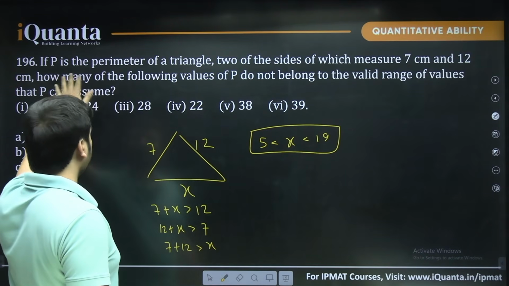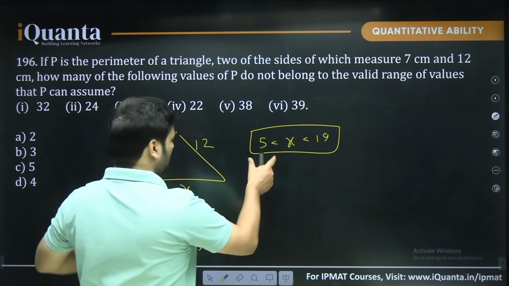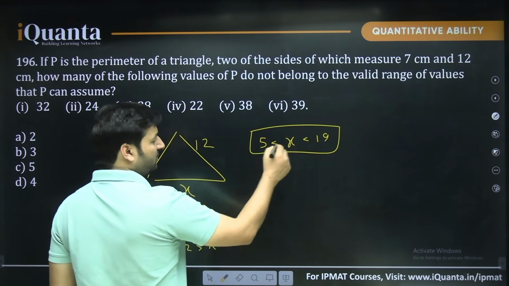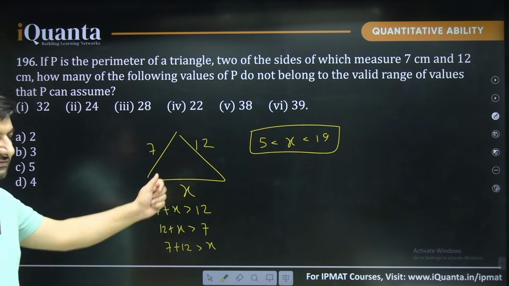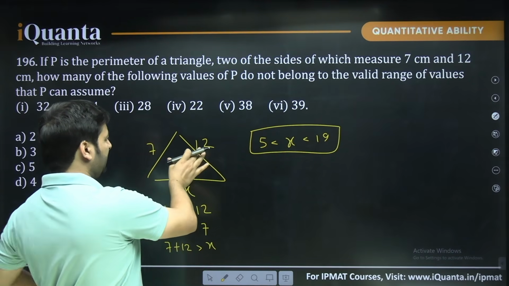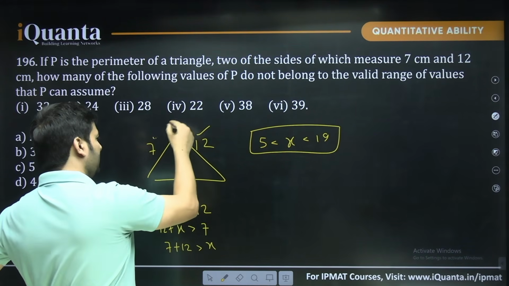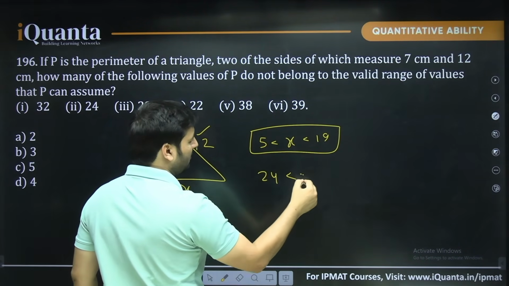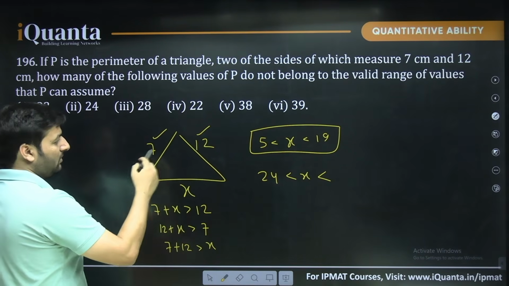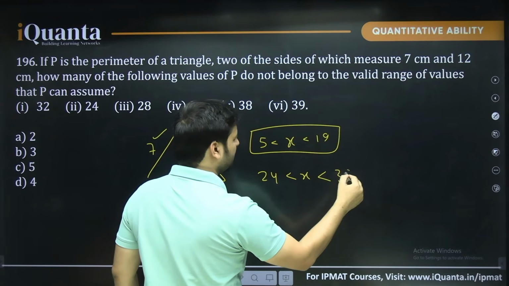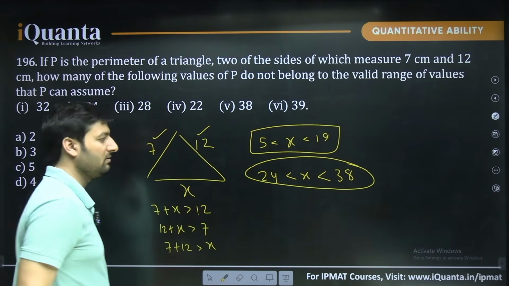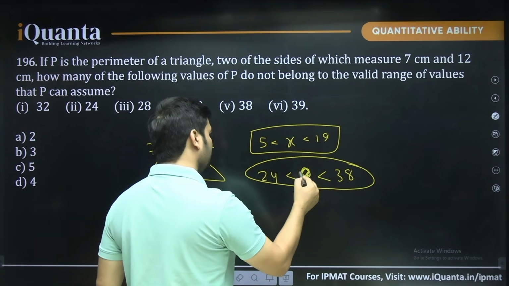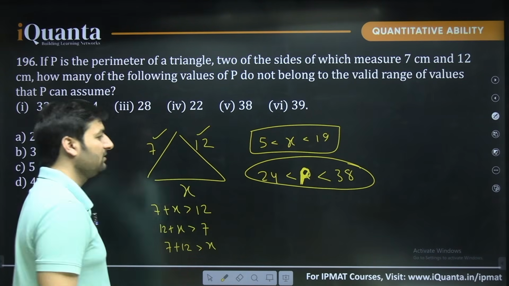Now we have to find out the values of P. P is the perimeter. So what can be the range of perimeter? If the third side is between 5 and 19, for perimeter you will just add 19 more to it, because 12 plus 7, the sum of the other two sides, is 19. So 19 plus 5 is 24, to 19 plus 19, 38. The value of not x now, P now, the perimeter. This is the perimeter range that I have calculated.